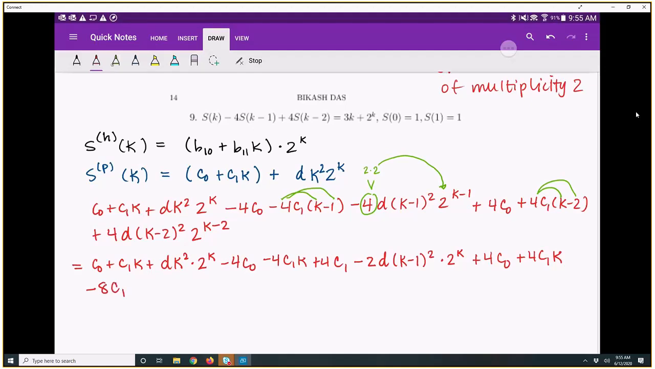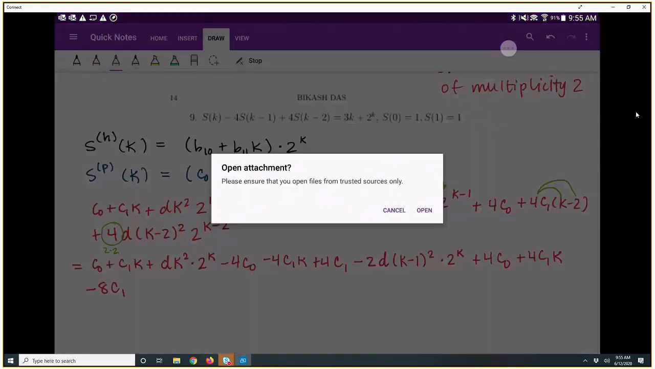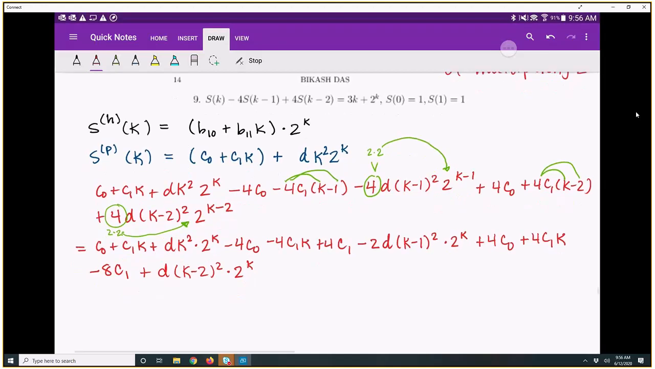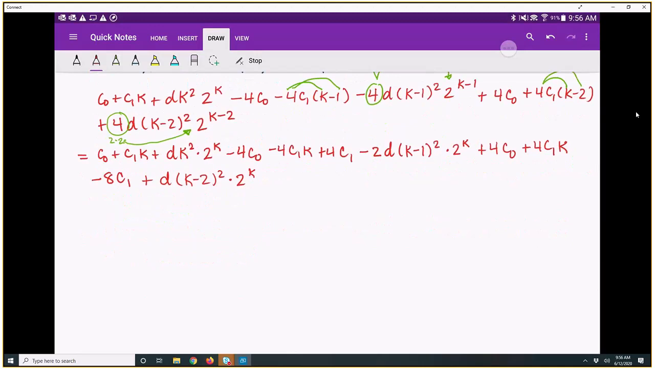And then I'm going to do the same thing with this 4 that I did. Think of it as 2 times 2, so that I can multiply these 2's here and make this 2 to the power k. So this is just going to be plus d times (k minus 2) squared times 2 to the power k. And again, pause the video if you need to make sure you understand. I just multiplied this 4 into my 2 to the power k term.